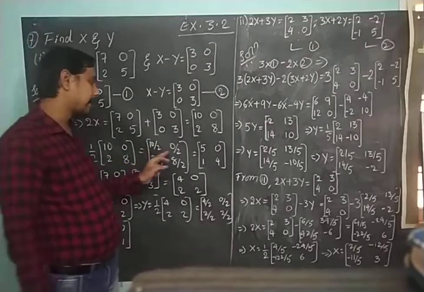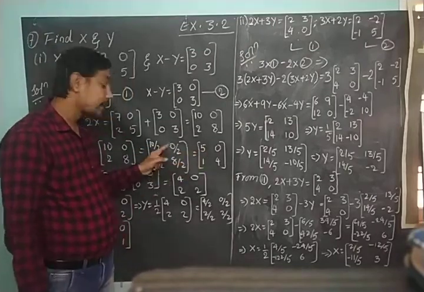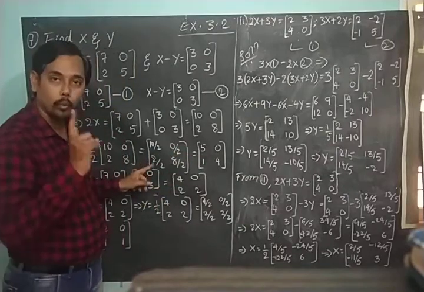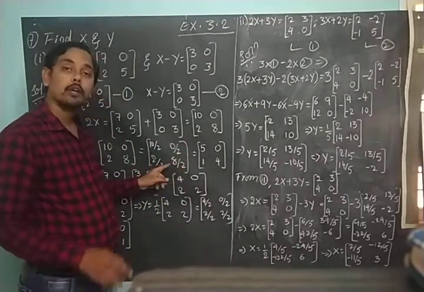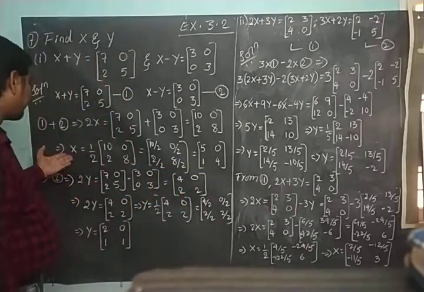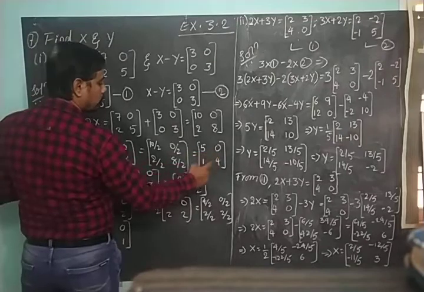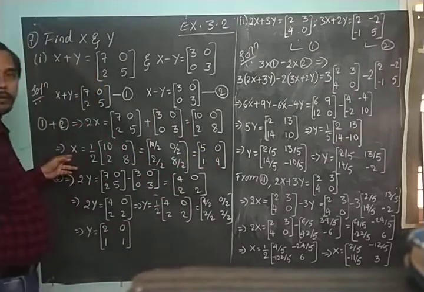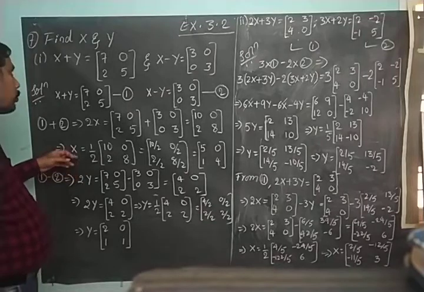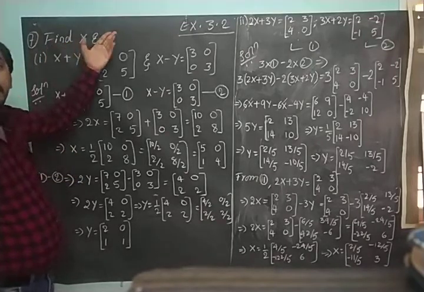Now what is 10 by 2? That is 5. What is 0 by 2? That is 0. And what is 2 by 2? 1. What is 8 by 2? That is nothing but 4. Right? So what is the value of x we got? The value of x is [5 0; 1 4]. Now we got the value of x, we need the value of y.